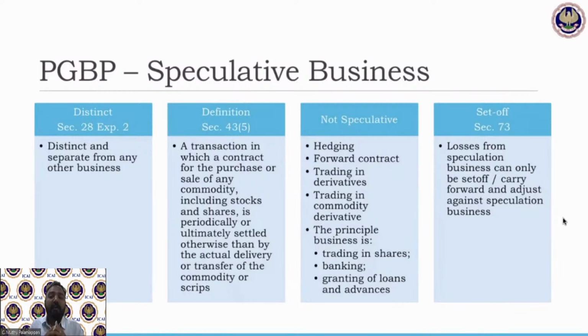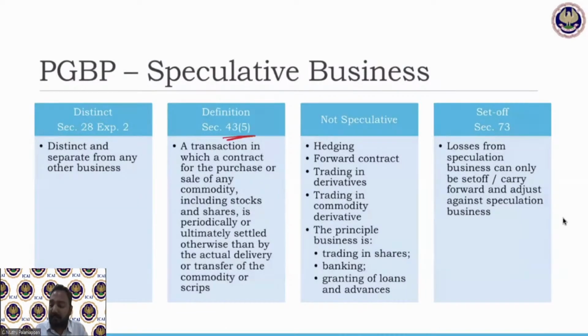But what if there are some transactions where you do not know whether it will result in profit or gain, but you are speculating. So they are called as speculative business. So speculative business is defined under Section 43, Clause 5. Now, there is something about this Section 43.